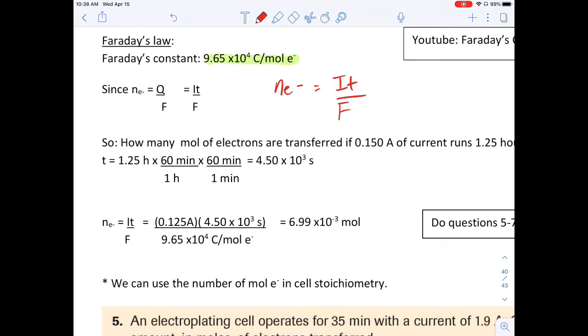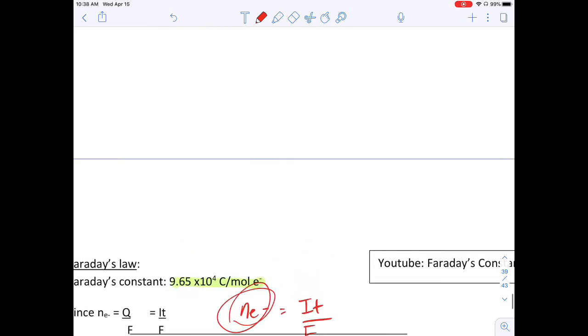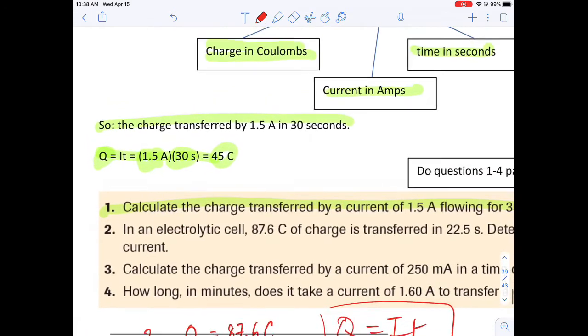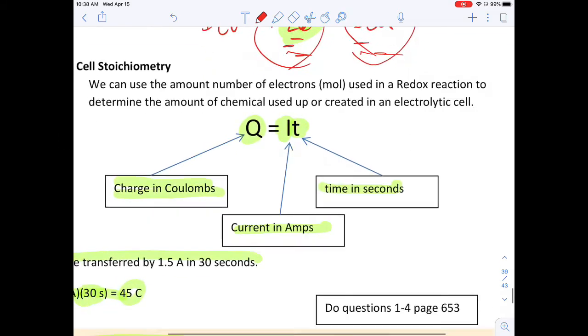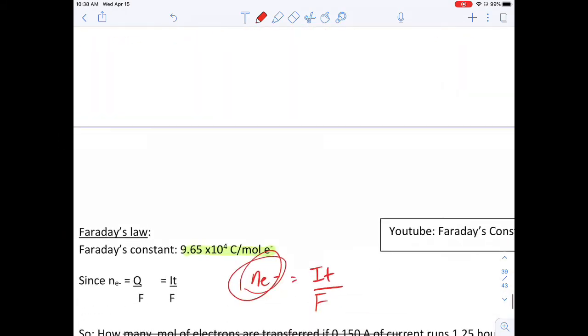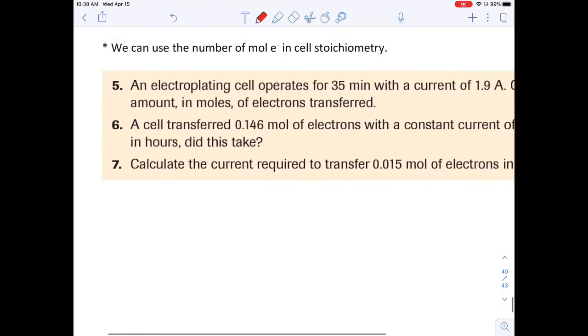And this is where we get into interesting cell stoichiometry. Now I'm able to use the number of moles of electrons to go from one kind of chemical amount to another. That's where cell stoichiometry sits. We'll do a question or two related to this. The number of moles of electrons equals current times time over Faraday's constant.